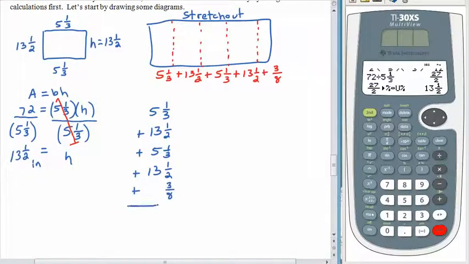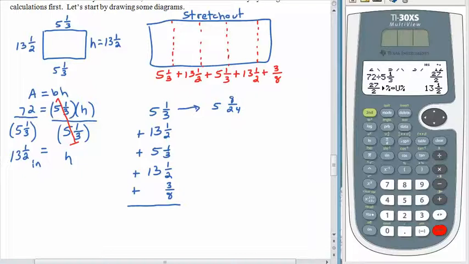So I have denominators of 2, 8, and 3. How about we use 24? The whole number doesn't change. 3 times 8 is 24, 1 times 8 is 8. That first fraction turns into 5 and 8/24.